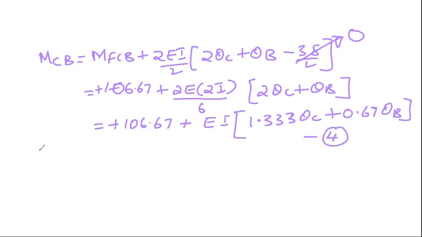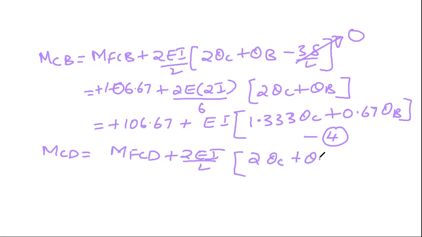Okay, next the last span is MCD. So again for MCD, the formula will become MFCD plus 2EI by L into 2 times of first subscript, that is theta C, plus 1 times of second subscript, that is theta D, minus 3 times of delta by L. So you put it as 0, and again theta D is also 0, because at D our support is fixed support. Again and again I am repeating so that you won't commit any mistake.